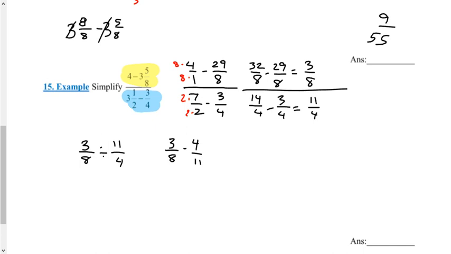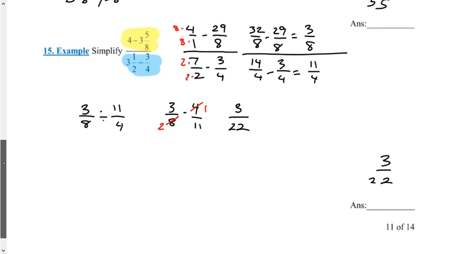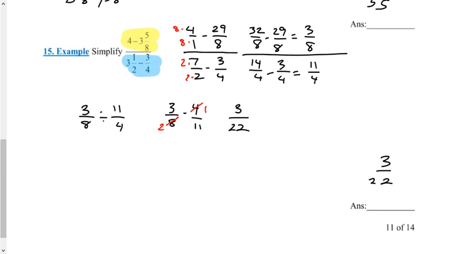And yes, we can reduce. 1 and 2. And ultimately, we end up with 3 times 1 is 3, 2 times 11 is 22, and I get 3/22. Done. Woo, that's a lot of fraction work today. All right. Good luck with all of your complex fractions.